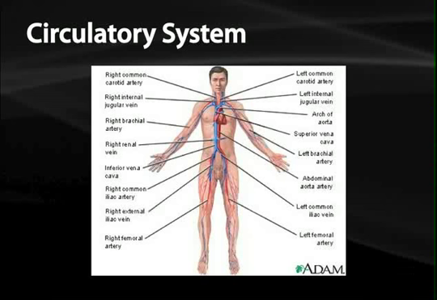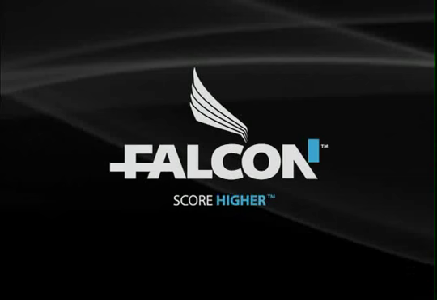And here you've got another diagram that showcases the circulatory system, and it shows you how the arteries and the veins flow within the body. This concludes the anatomy and physiology portion of the cardiovascular system.